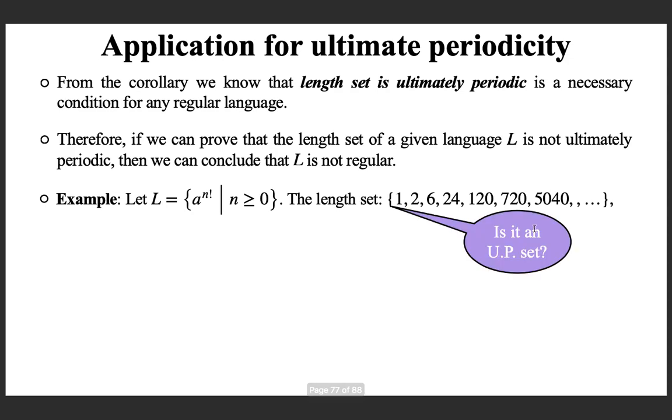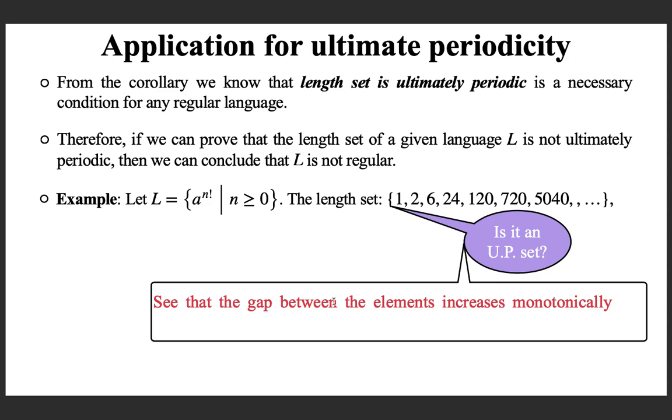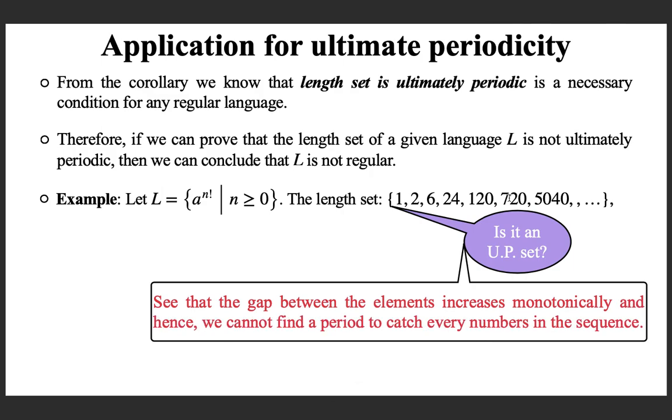Now the question is: is the length set an ultimately periodic set? What do you think? See that the gap between the elements increases monotonically. The gap between these two is 1, between these two is 4, these two is 18, between these two is 96, then 600, and likewise it goes on increasing. So the gap between successive elements keeps on increasing, and hence we cannot find a period to catch every number in the sequence.